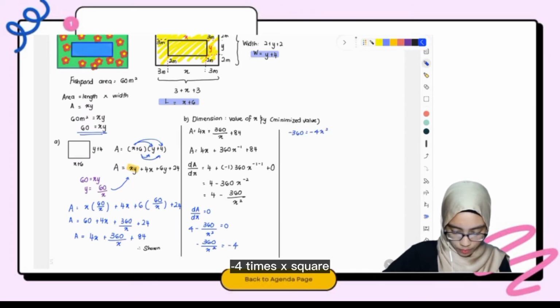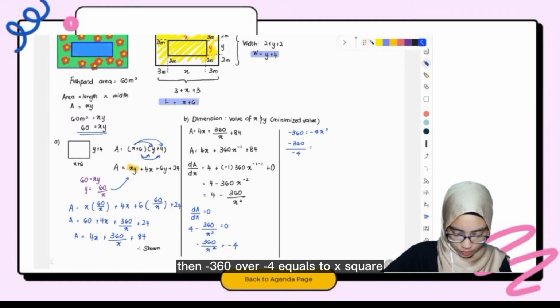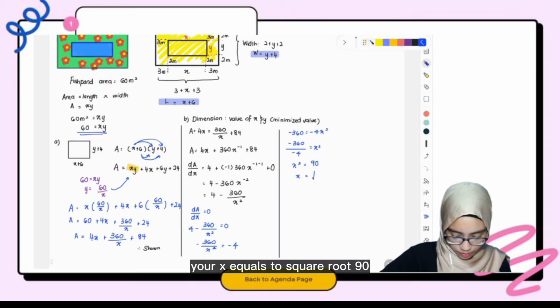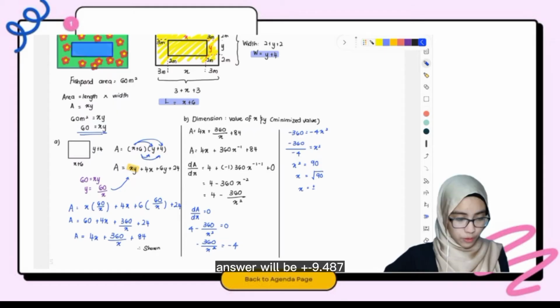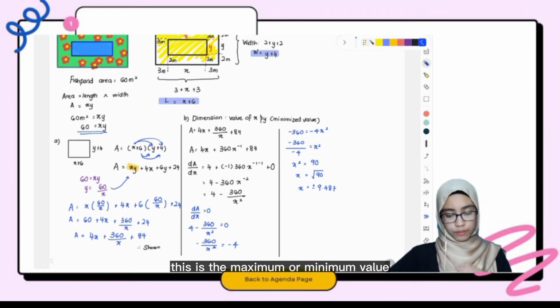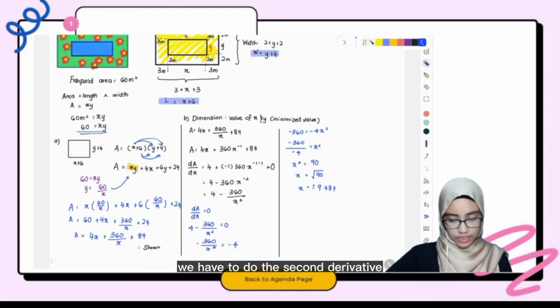Then 4 times x squared equals 360, and 360 over 4 equals x squared. Then we get x squared equals 90. We get x equals square root of 90. The answer will be plus or minus 9.487. In order to determine whether this is the maximum or minimum value, we have to do the second derivative.